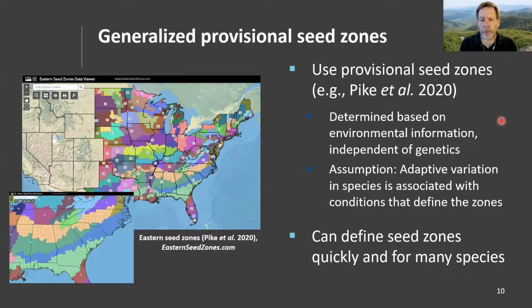So one option is to use provisional seed zones. These are based on environmental information independent of genetics, with the assumption being that adaptive variation within species is associated with the environmental conditions that define those zones. And we can define seed zones quickly and for many species. This is an example that was published recently at the county level based on climatic factors for the eastern United States.